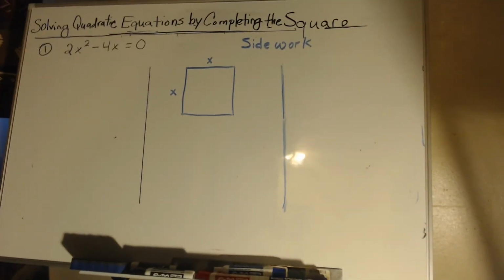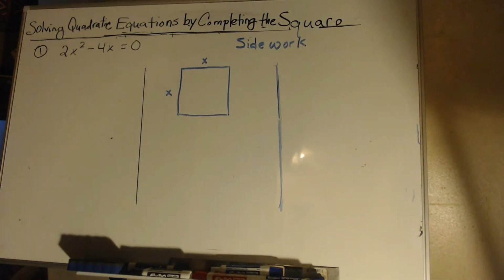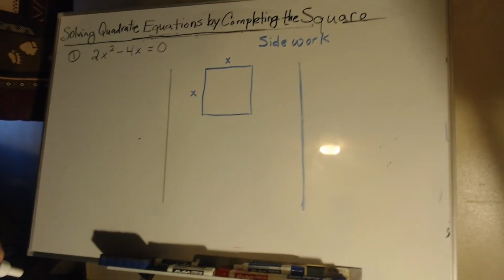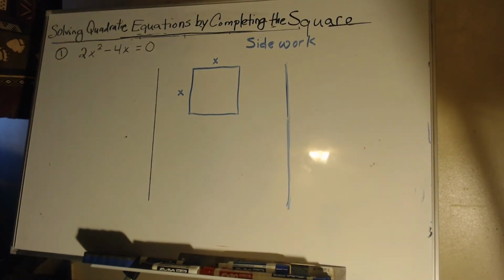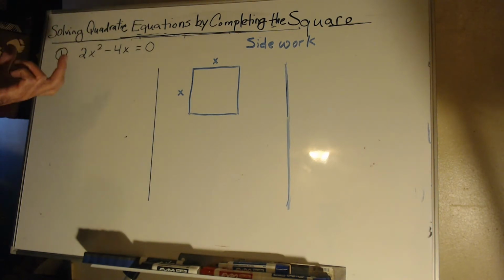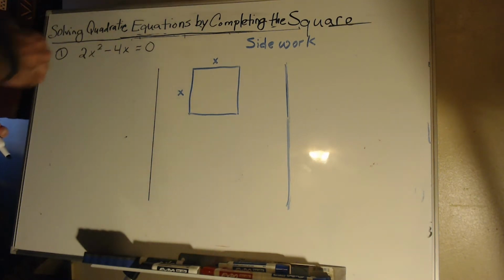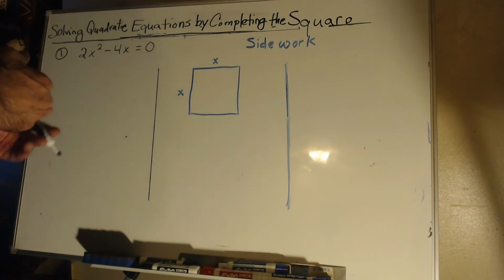Well, here we go. We're going to solve 2x squared minus 4x equals 0. And the first two steps that were just listed indicated that we had to have the terms with x on one side, which we already have, but we also need to have a 1x squared. We don't have that. We have 2x squared, so I'm going to divide both sides by 2.